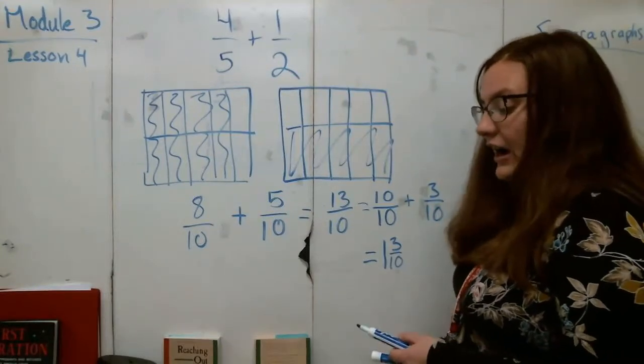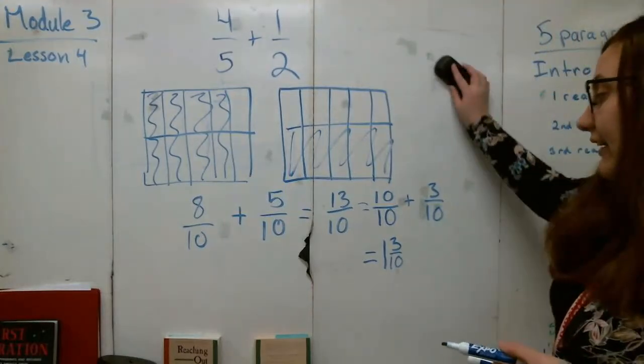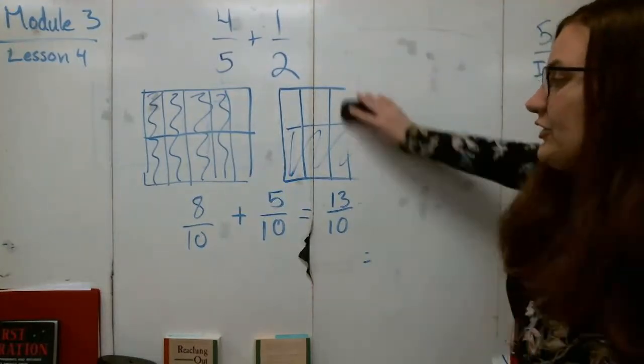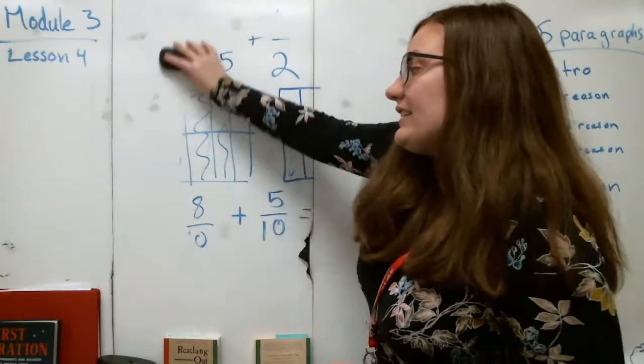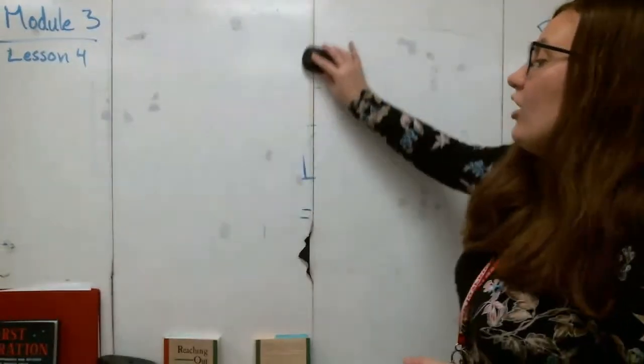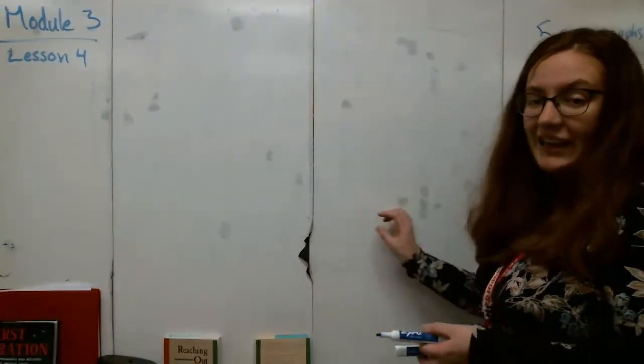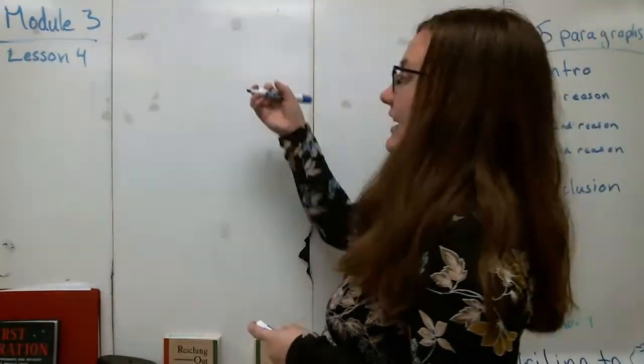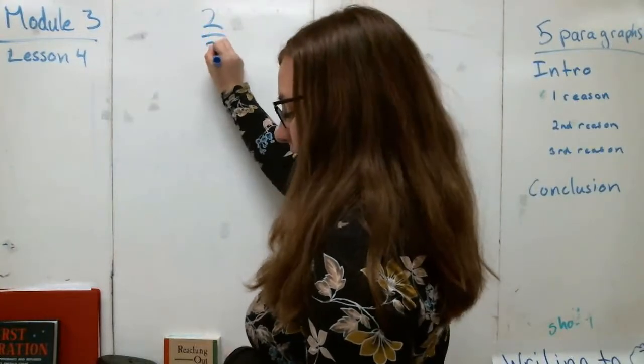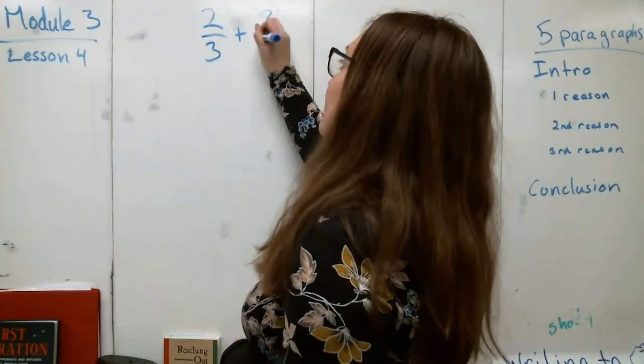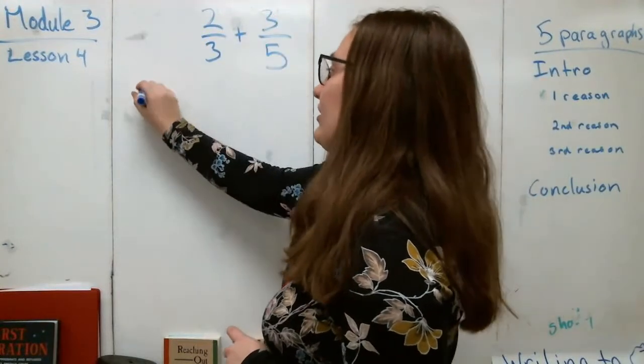So we're going to move on to problem 3 now. And as you can see, this lesson is very similar to lesson 3. The only thing we're adding on is that extra little step at the end. So our final problem is going to be 2/3 plus 3/5.